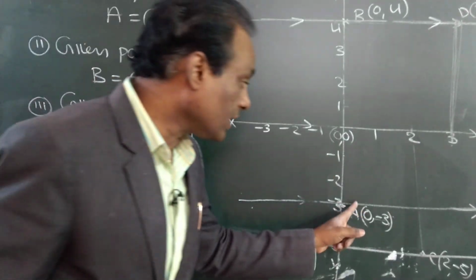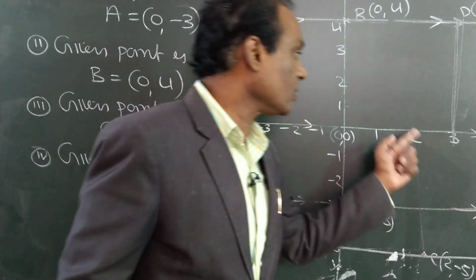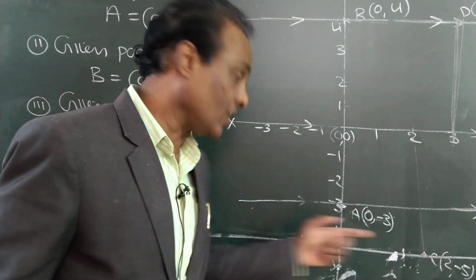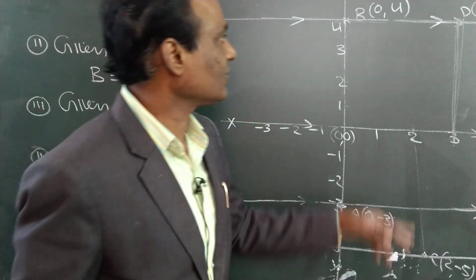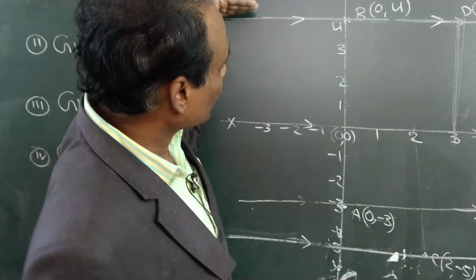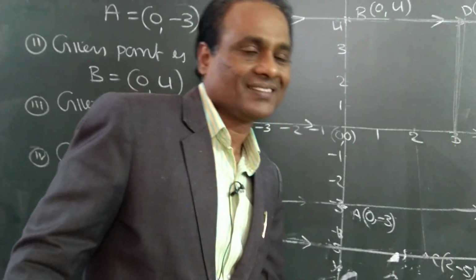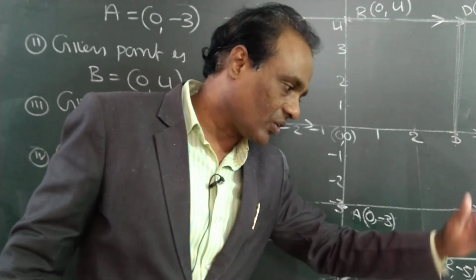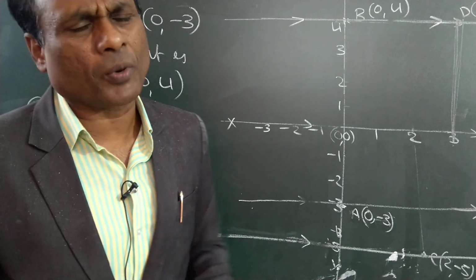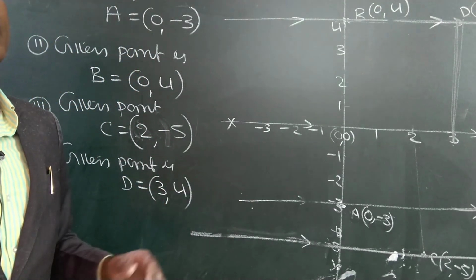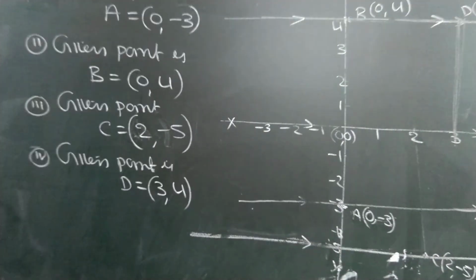Through that point, draw the line parallel to the x-axis. Through this point, draw the line parallel to the x-axis. Through this point, draw the line parallel. Parallel to the y-axis means you will get it like this. That question is the next question, and we have 2 problems. Tomorrow I will complete them.